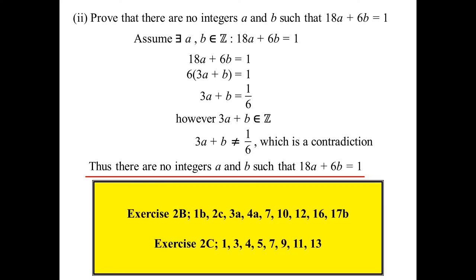Alright, from memory I think 2b's all direct proofs, and then 2c is on contradiction and contraposition.